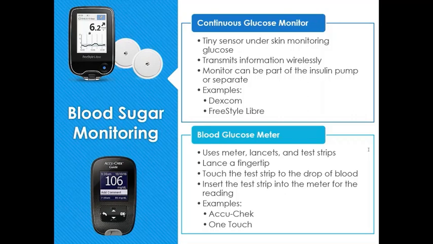A blood glucose meter uses a meter, lancets, and test strips. First, you lance a fingertip and touch the test strip to the blood. Then you insert the test strip into the meter for the reading. Examples of blood glucose meters include AccuCheck and OneTouch. When considering a CGM or blood glucose meter, be sure to check which monitor is on your health insurance plan.